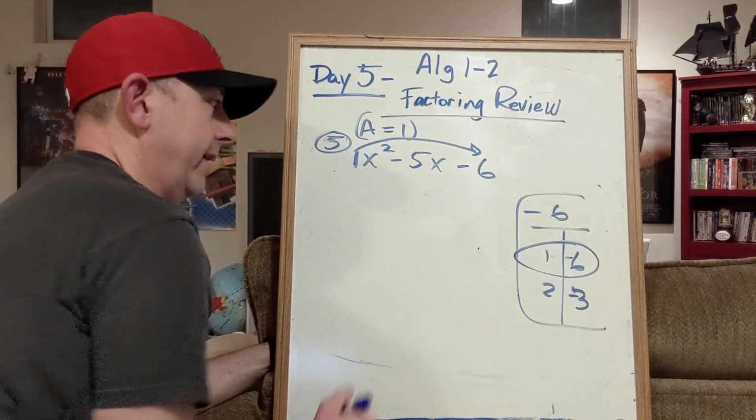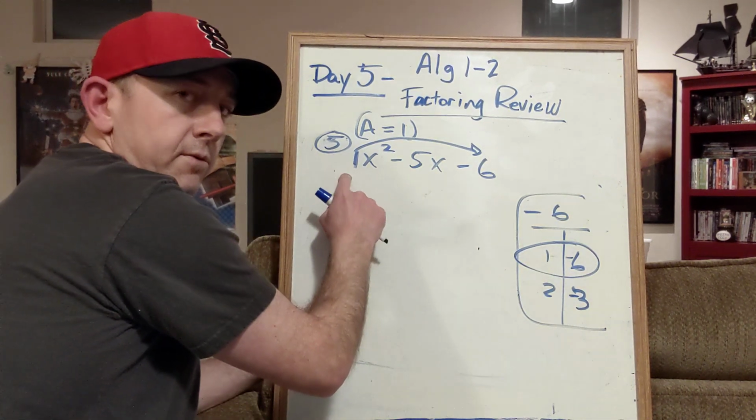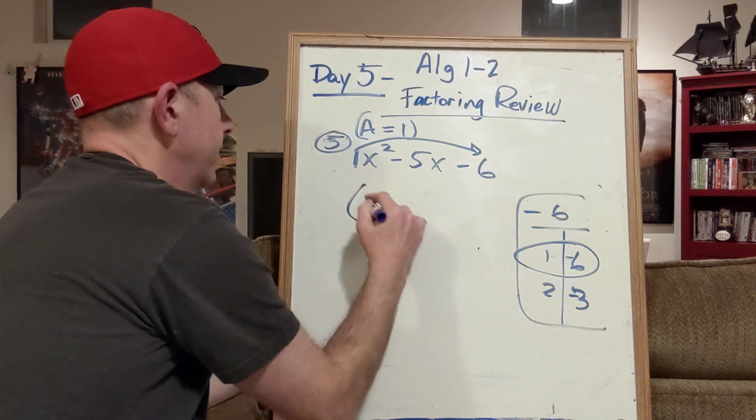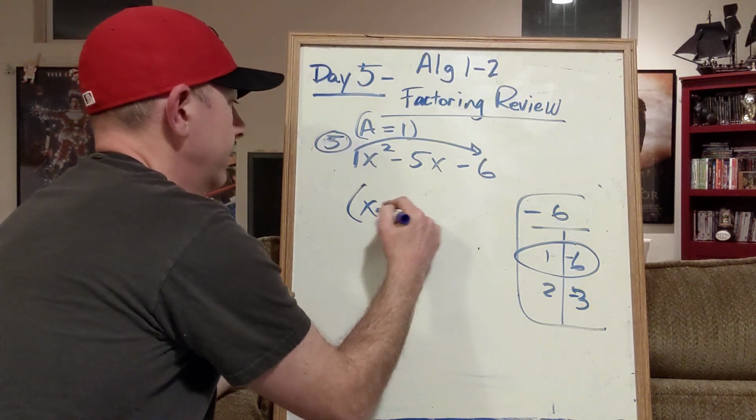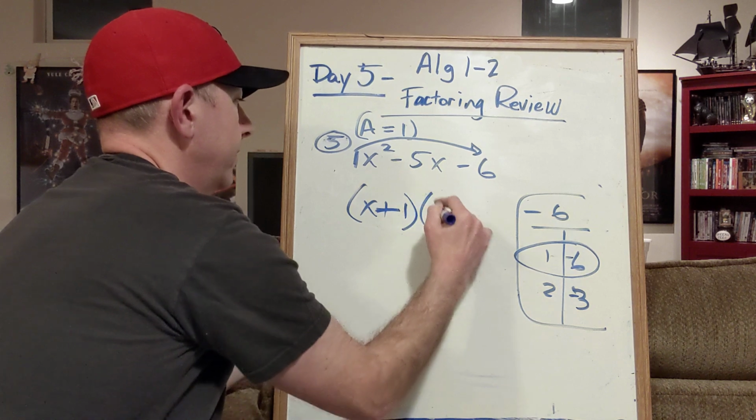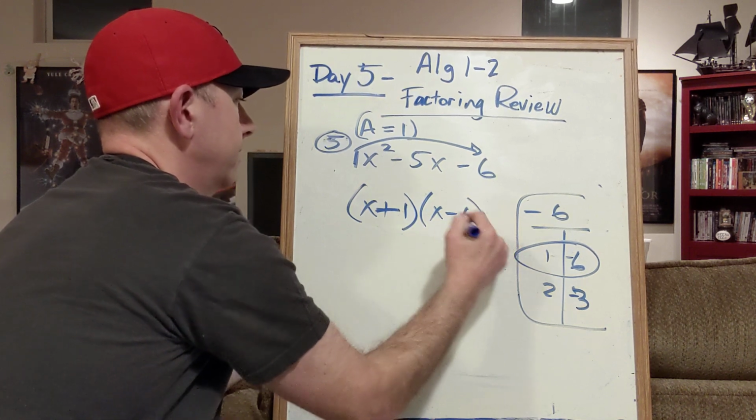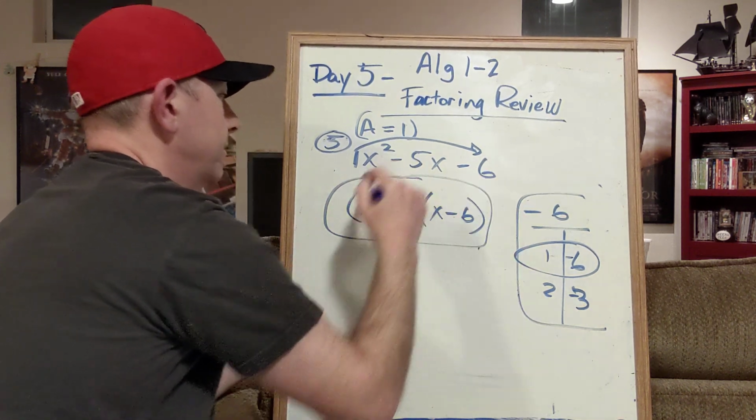We don't have to do factor by grouping because a is 1. This only works when a is 1. So here we go. We get x plus 1. Sorry, the board's rattling around here. x minus 6. That is my answer.